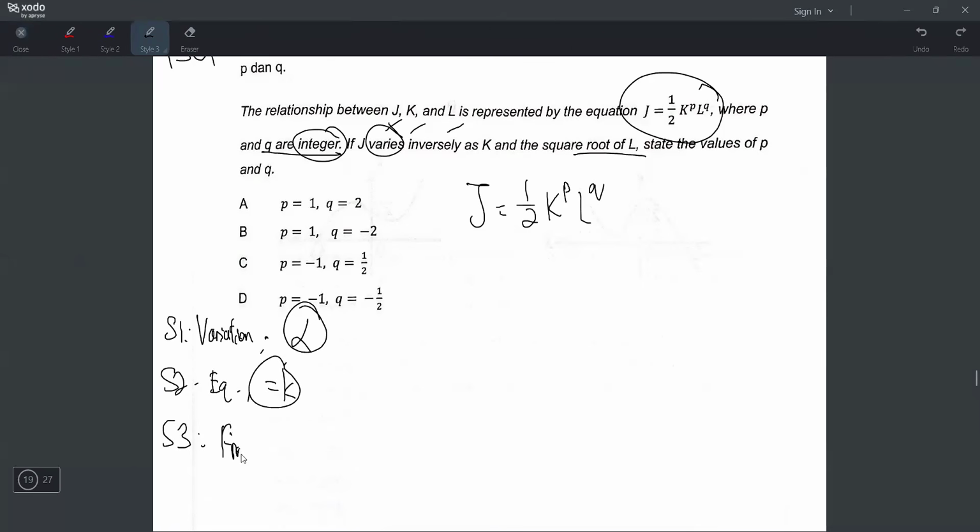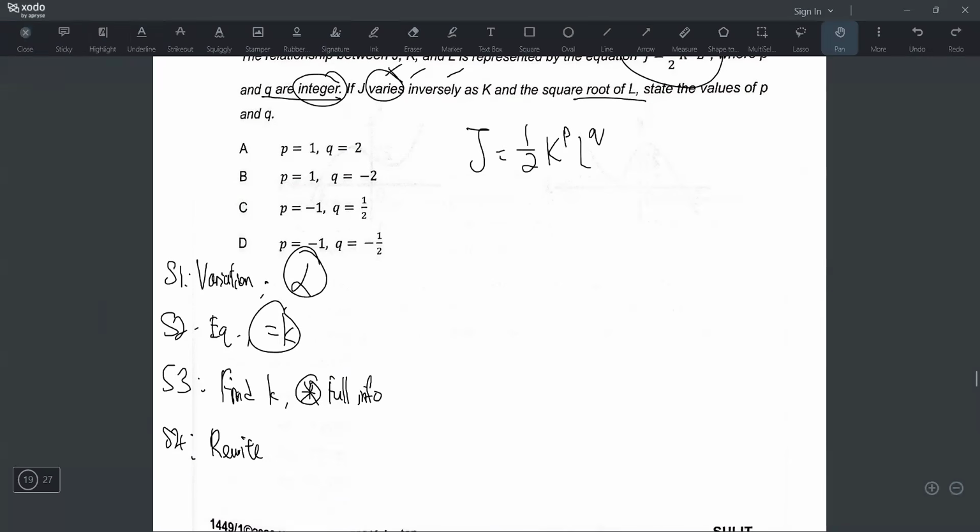And then step 3 is what? Find the K. But when you find K, you need full information. Full information means you need the complete information. And then step 4, you rewrite. It means after you find the K, you sub back inside the equation and rewrite the whole thing. And then the step 5 is to check what the question wants. If the question want to stop here, then you stop here. If the question want you to find some other value, then you sub again and then find again.